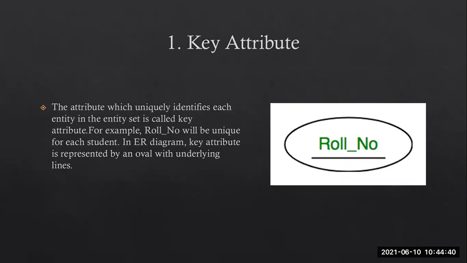When your key attribute is to be represented, the key attribute is represented by an oval. Attribute comes in an oval. But to show that it is a key attribute, the roll number should be underlined here. If it is underlined, we will know that this is the key attribute, meaning it is a primary key. A primary key is itself called a key attribute.